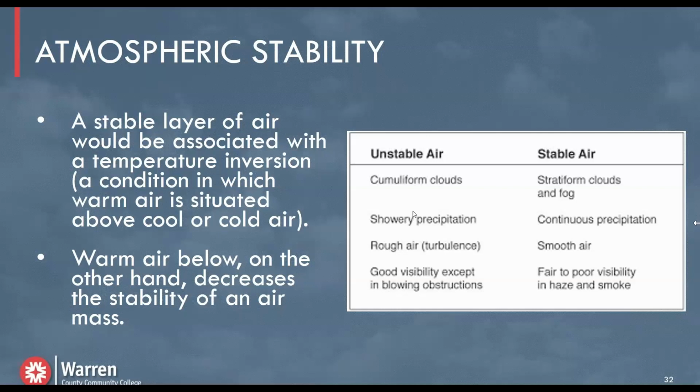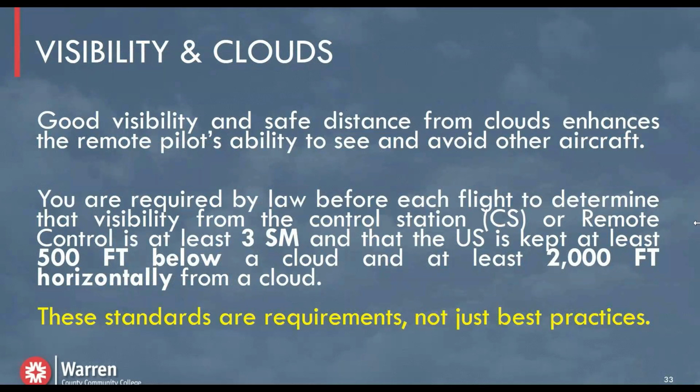It's going to be rougher air, more turbulence, and you get good visibility, except when there are blowing obstructions. That's known as unstable air. Stable air is where you're going to get more clouds, continuous precipitation, smoother air, but fair to poor visibility in haze and smoke. So showery precipitation versus continuous precipitation. You want to get yourself ready for that, and when we do some practice test questions you'll see how that works, and it'll become a little bit more clear.